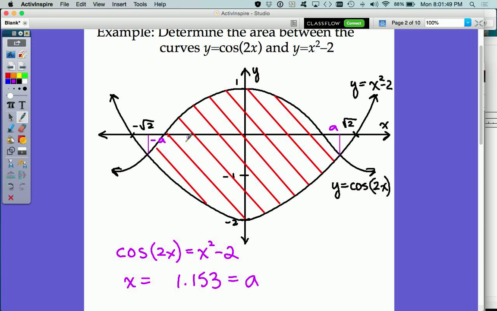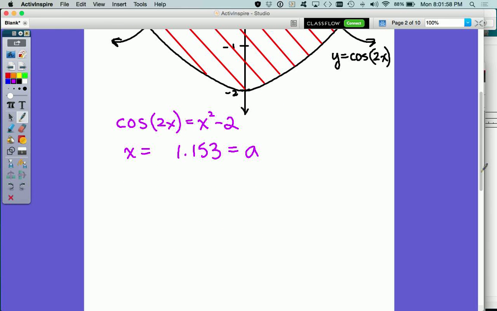In other words, the area over here on the left side and the area on the right side are identical. So rather than integrating from negative a to a, it'll be easier for me to integrate from 0 to a and double it. So the area I want is twice the area from 0 to a of my top function.